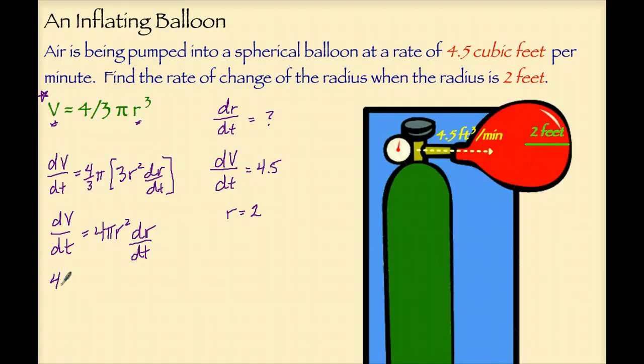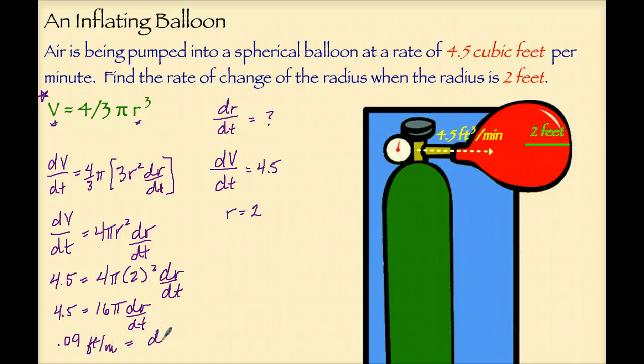We're going to have 4.5 equals 4 pi 2 squared dr/dt. 4.5 equals 16 pi dr/dt. And dividing both sides by 16 pi gives us 0.09 feet per minute equals dr/dt. That's the rate at which the radius is changing with respect to time when the radius is 2.